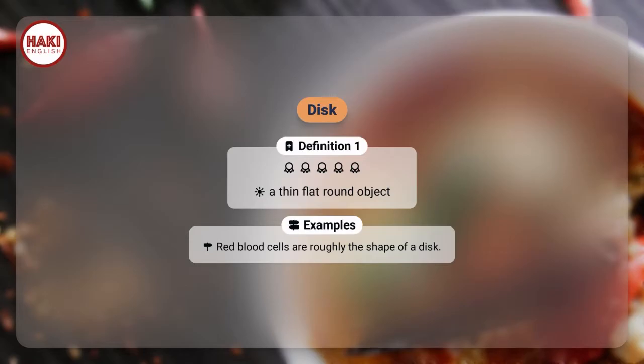Definition 1. A thin flat round object. Examples. Red blood cells are roughly the shape of a disc.